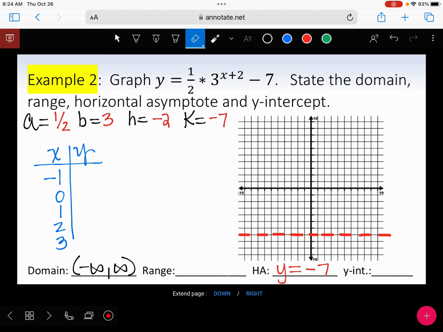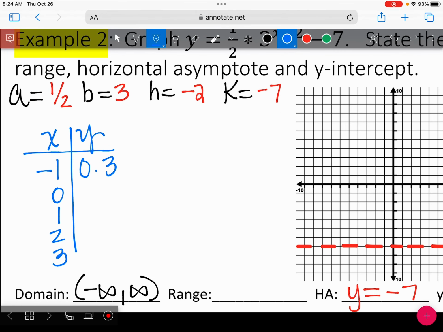And we can just write it as a decimal. So 3 to the -1 is 1/3, but I just write it as 0.3 because I think it's easier for you to use a decimal. 3 to the 0 is 1, 3, 9, and 27.